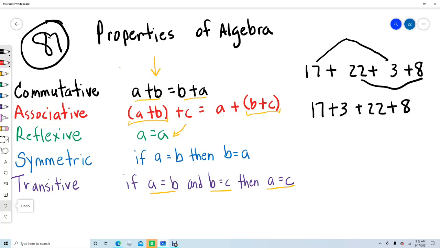So this is the commutative property, which tells us we can add in any order. If I have 17 plus 22 plus 3 plus 8, I can turn that into 17 plus 3 plus 22 plus 8. I can add those numbers in any order. And they'll ask you to write that. That's the commutative.